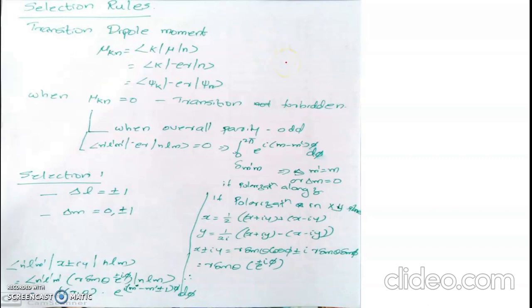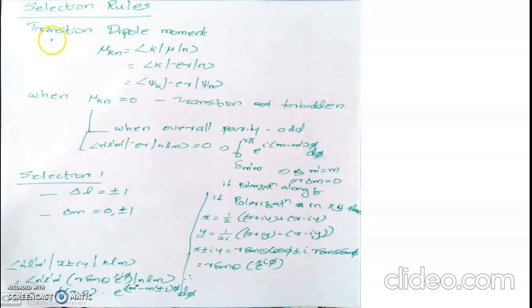There are transitions between some selected energy states, and these transitions are governed by certain selection rules. The selection rules are those rules which correspond to a transition. If these rules are satisfied, then there will be a transition, and if these rules are not satisfied between a final and initial quantum state, of course there is no question of any transition between these two states. We will now derive these selection rules of transition.